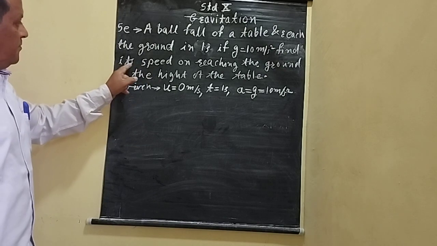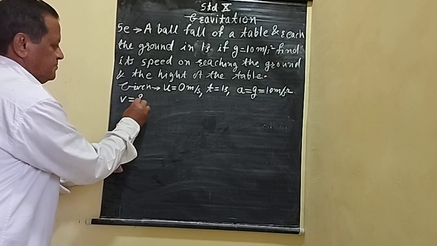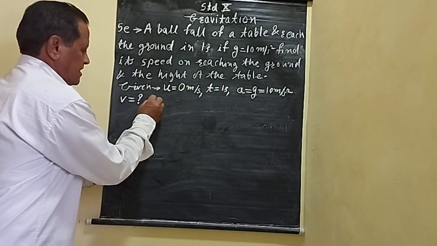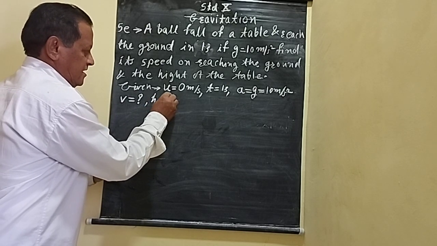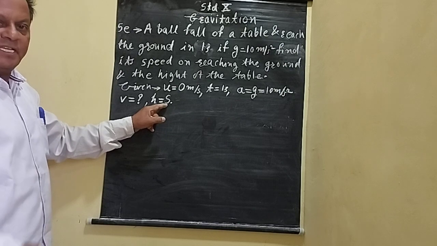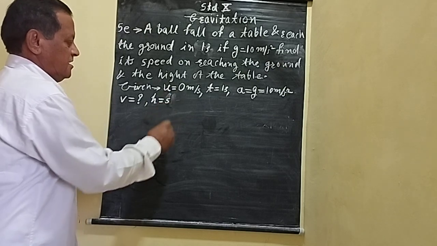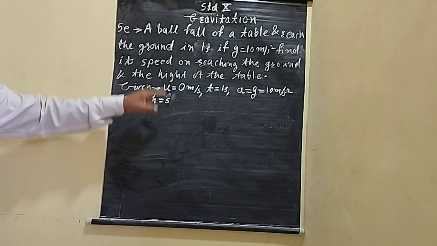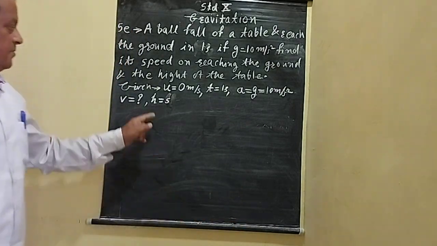Now, find its speed on reaching the ground. Means final velocity is asked. V equal to what? And, second thing, the height of the table means टेबलची उंची किती आहे ते विचारलं, एच, आणि एच म्हणजेच काय विचारलं आपल्याला? किती अंतरावरून तो पडेल? दॅट इज एच इक्वल टू एस. मीन्स डिस्प्लेसमेंट त्याची विचारलेली आहे. एस डिस्प्लेसमेंट, एस विचारला किती अंतरावरून पडणार आहे जमिनीवर, आणि 3 मीटरमध्ये टेबलची उंची. जेवढी टेबलची उंची असेल तेवढ्याच उंचीवरून तो खाली पडेल. तेवढी उंची त्याची म्हणजेच एस.